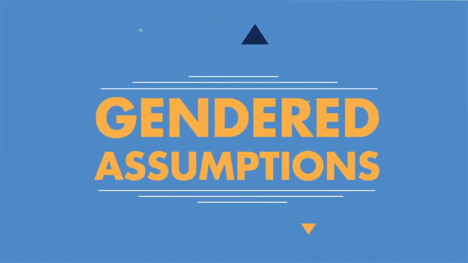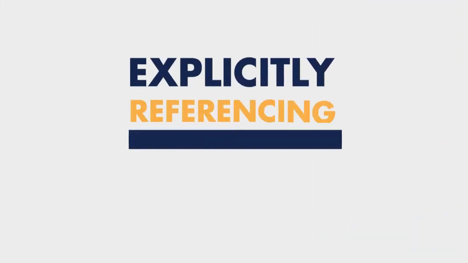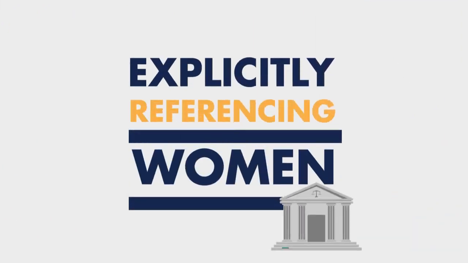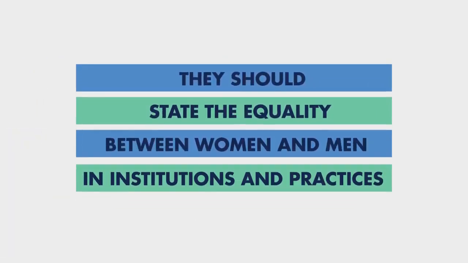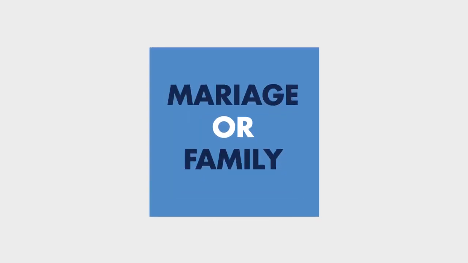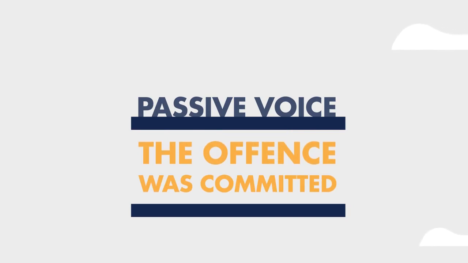They should correct gendered assumptions by explicitly referencing women when mentioning holders of high political functions or judges. They should state the equality between women and men in institutions and practices such as marriage or family, using the passive voice such as the offense was committed.